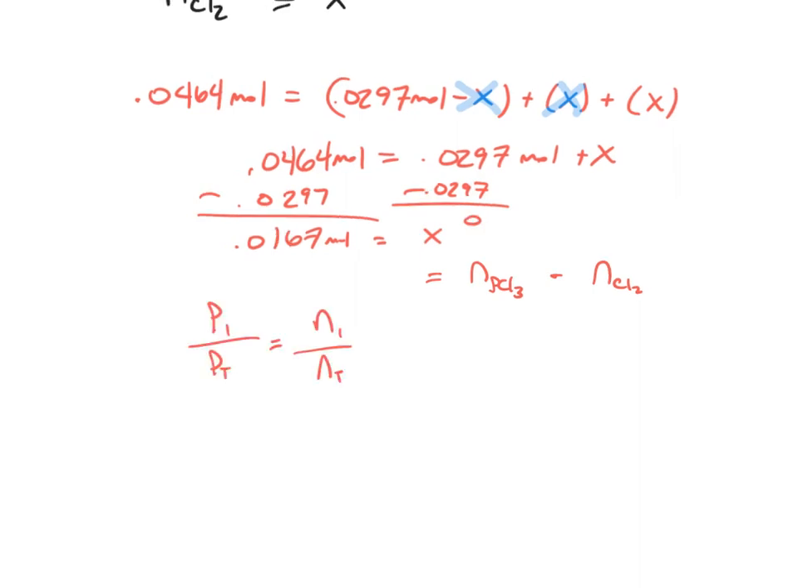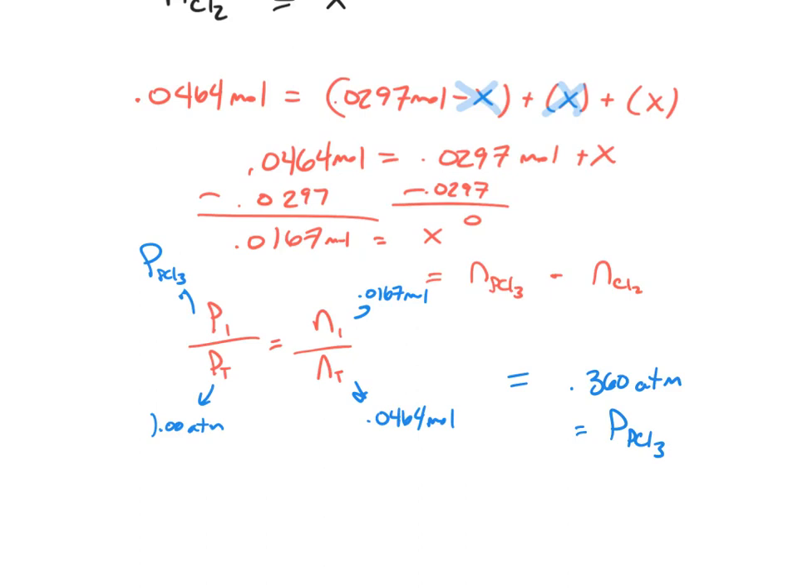I have everything I need except P1, and we're going to call P1 the pressure of PCl3. The overall pressure of the system is 1 atmosphere. The number of moles that we just calculated by calculating X up here, I plug that into n1, and then the total number of moles was something we calculated up here after we did the PV = nRT. And so I have everything except for the pressure of PCl3. If I take 0.0167 moles divided by 0.0464 moles, I get 0.360. That's the pressure of the PCl3.